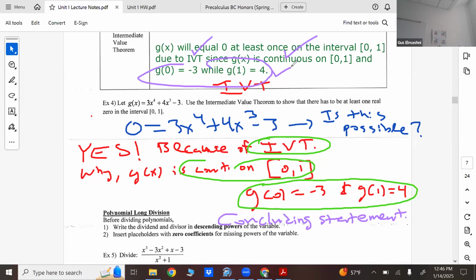Well, 0 is a horizontal. I know that. But in that case, I can't use it because the graph looks like this. So just by looking at the graph, I know why I can't. But the IVT confirms that.